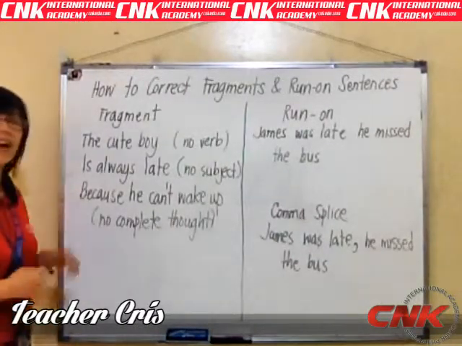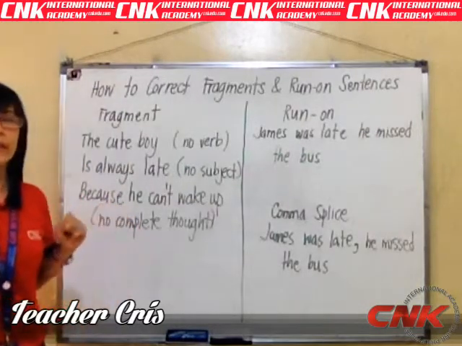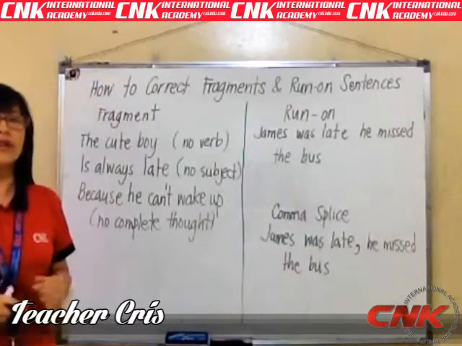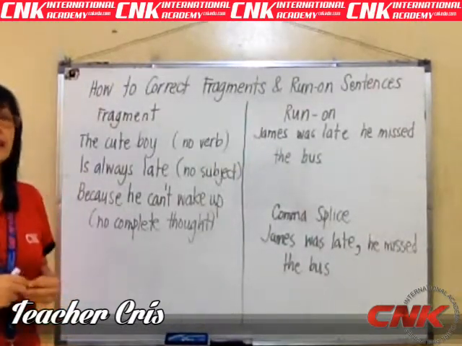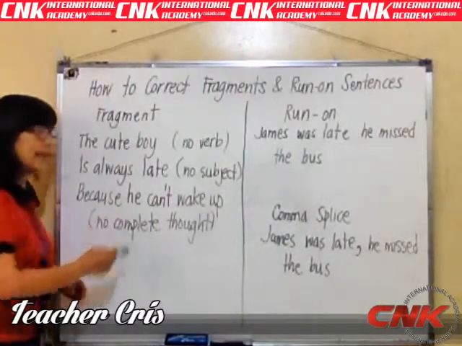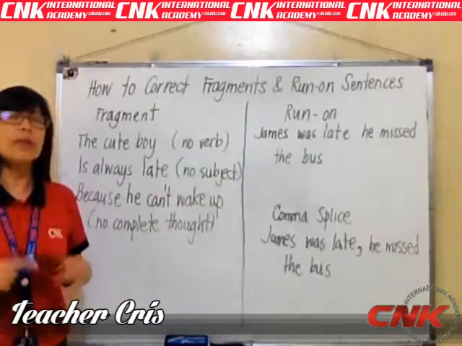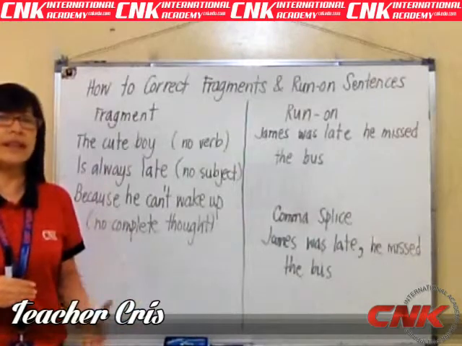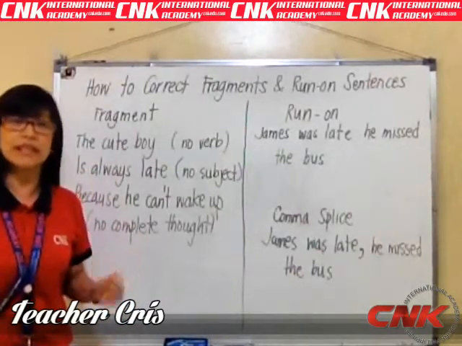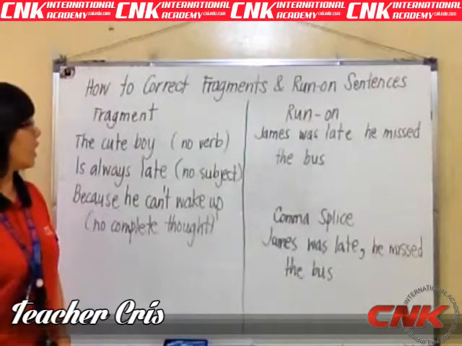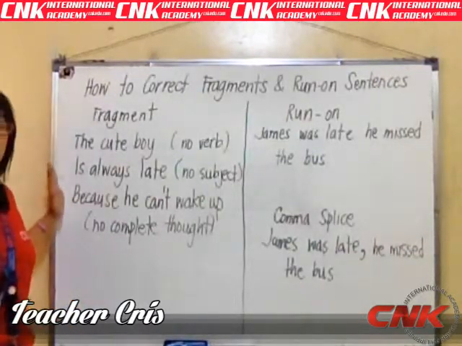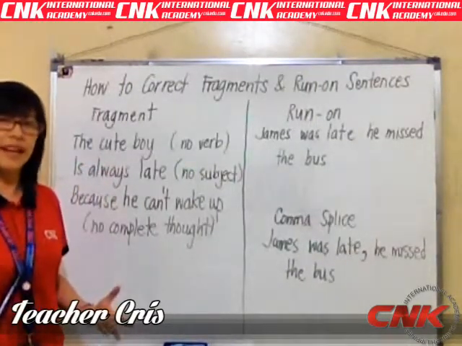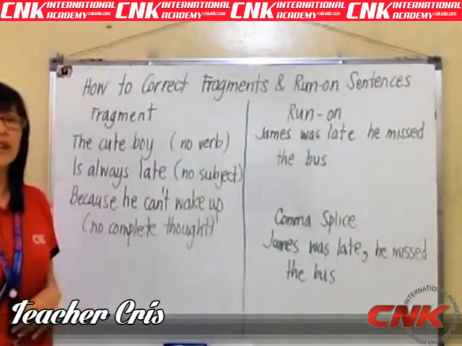Another is when we have what we call a dependent clause. A dependent clause looks like a sentence because it has a subject and it has a verb. However, it does not have a complete thought. Let's take a look at the example. "Because he can't wake up." Do you understand it? Maybe some part, but we don't understand it completely. Alright, so it needs an independent clause or a simple sentence to make the thought complete. Those are the things that we need to remember to correct our fragments and create a complete sentence. Okay? Alright, now let's move on to run-on sentences.